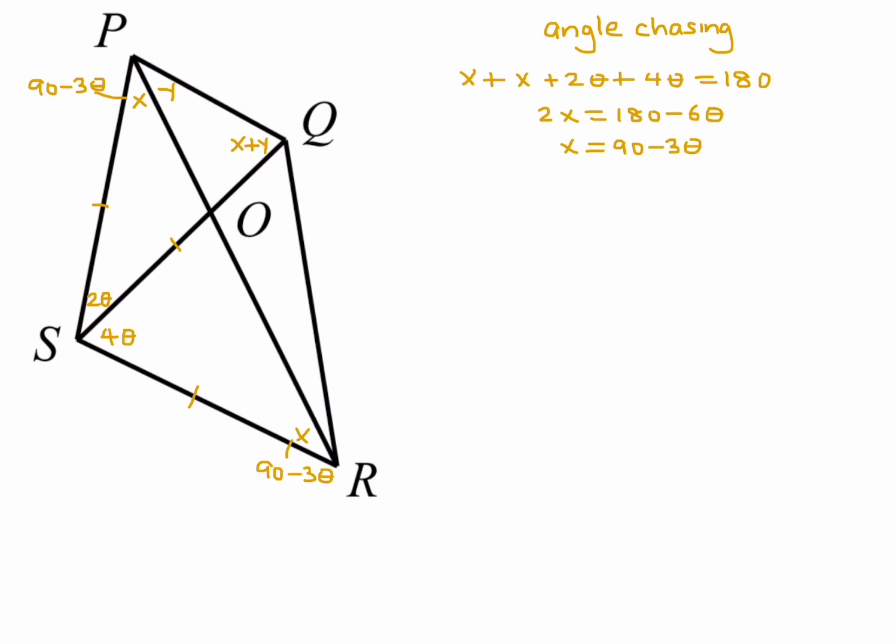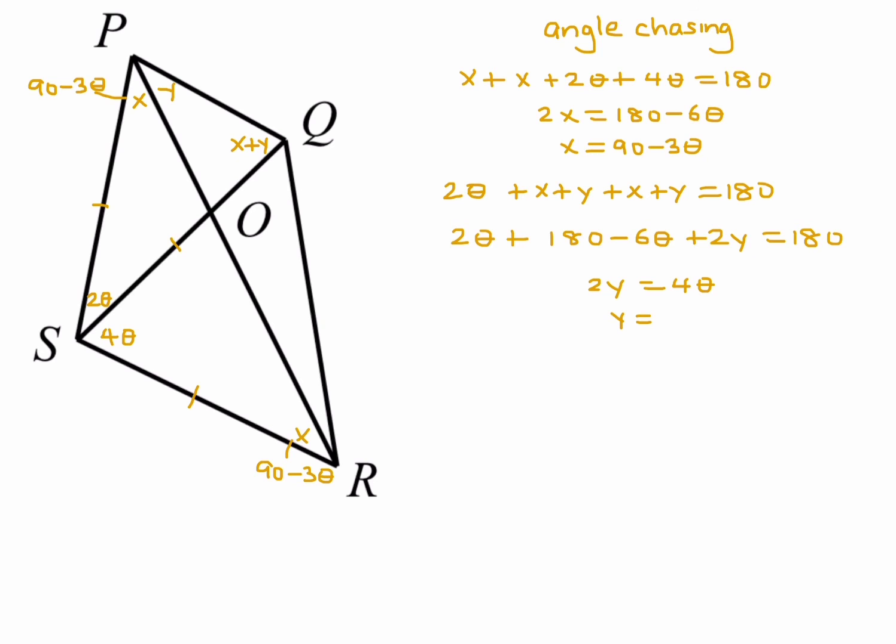So that means 2 theta plus x plus y is equal to 180. And x we actually know. So it's 2 theta plus 2x, but x is 90 minus 3 theta. So that would be 180 minus 6 theta plus 2y is equal to 180. So that means 2y is equal to 4 theta, and therefore y is 2 theta. Okay, that's a pretty good result. So that's 2 theta right there. And I guess x plus y would be 90 minus theta.